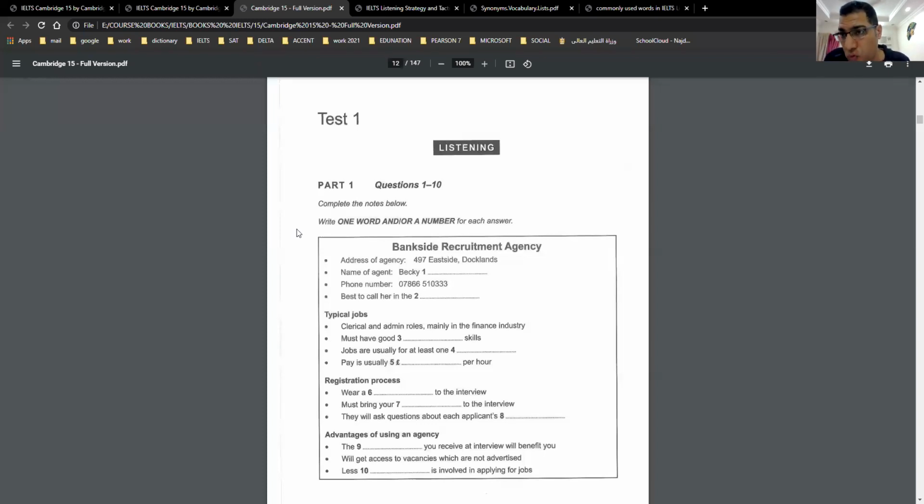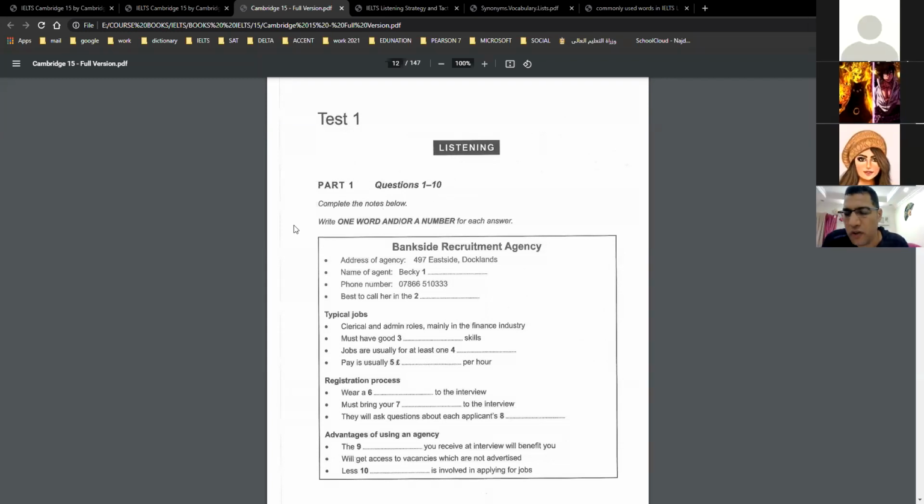So this is section 1 in the IELTS listening test. Let me read it. Number 1, as you know, we have 4 parts or 4 sections in the IELTS listening test. For each section, you have 10 questions, right? Look here: 1, 2, 3, 4, 5, 6, 7, 8, 9, 10. Good. And this is test 1, listening, part 1, questions 1 to 10. This is what you should do, and then write that. Very, very important. Write one word and/or a number for each answer.